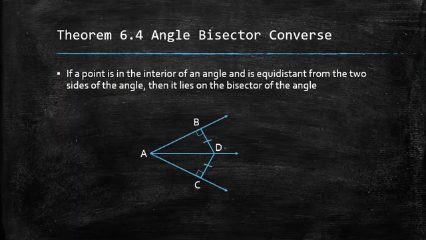This is the converse of the angle bisector theorem, which states that if a point is in the interior of an angle and is equidistant from the two sides of the angle, then it lies on the bisector of that angle. For example, if point D lies on the inside of angle BAC and is the same distance from both of the rays, ray AB and ray AC, then it lies on the angle bisector, ray AD.